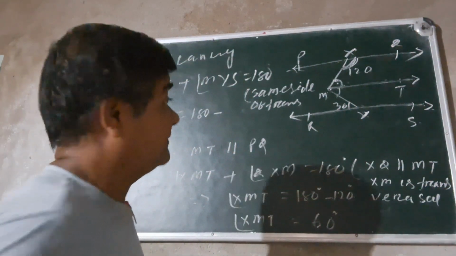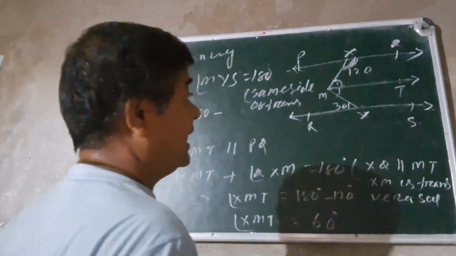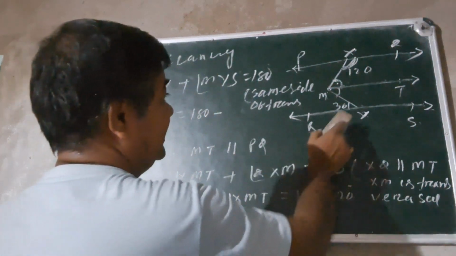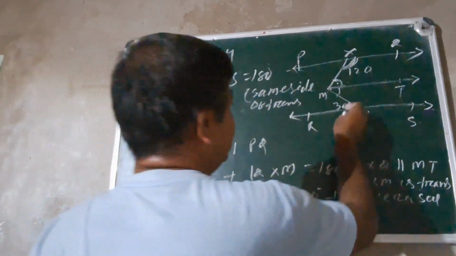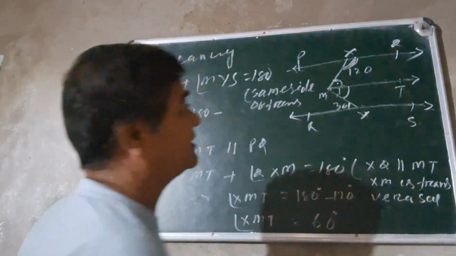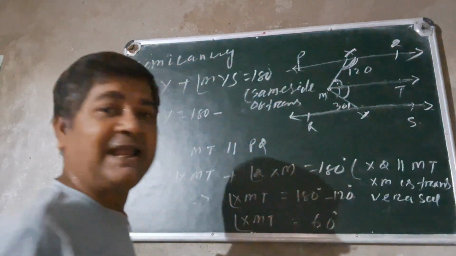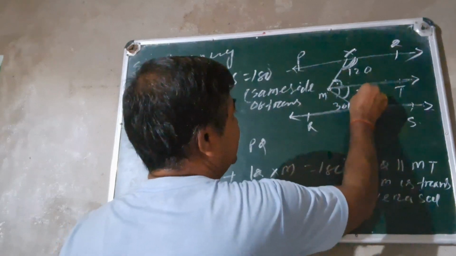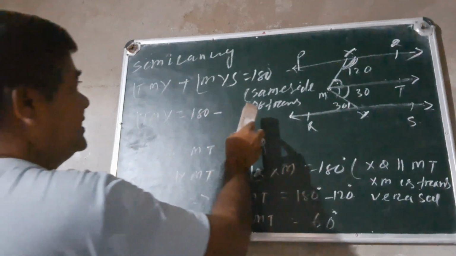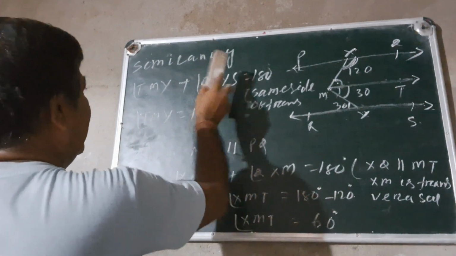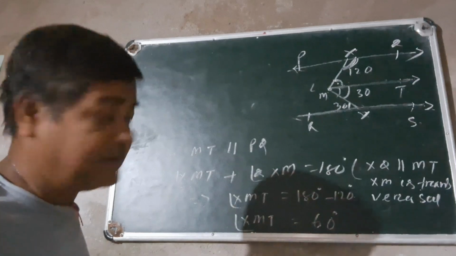This is your 30 degrees. The transversal is not needed. This is 30, so this will also be 30. This is your alternate angles. It is your transversal. These lines are parallel. Parallel lines and transversal. There is alternate interior angle. Not necessary at all. Just write it directly.